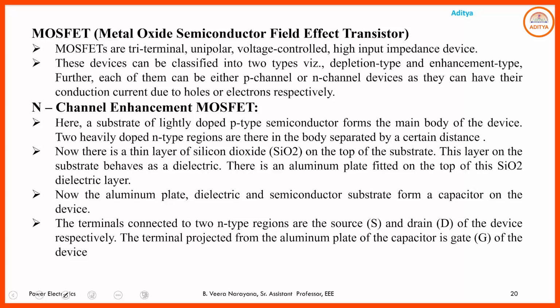And depending upon the majority charge carriers, both the depletion type MOSFETs and enhancement type MOSFETs are further classified into two types. Those are N-channel depletion type MOSFET or N-channel enhancement type MOSFET, and P-channel depletion type MOSFET or P-channel enhancement type MOSFET. In the N-channel depletion type MOSFET, the majority charge carriers are electrons. In the P-channel depletion type MOSFET, the majority charge carriers are holes.